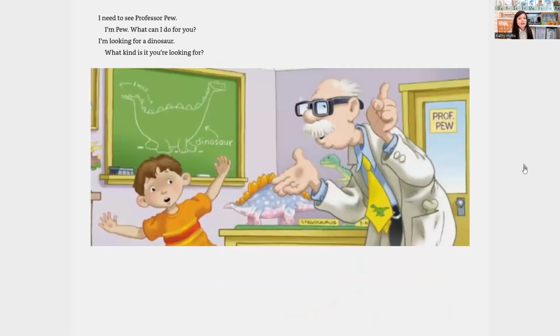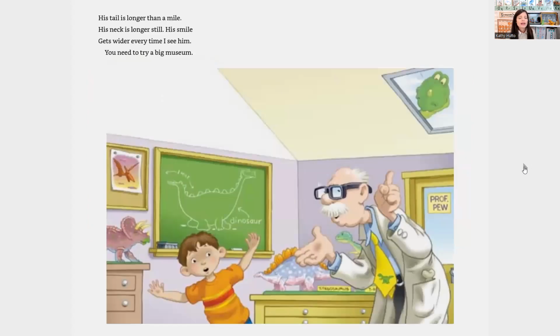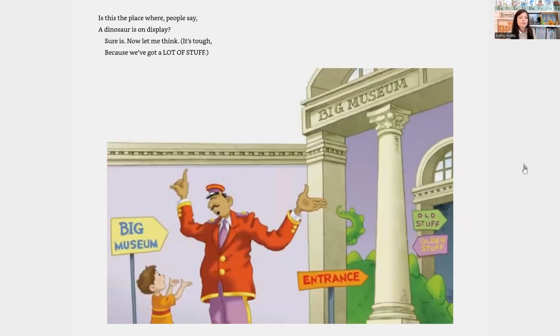I need to see Professor Pew. I'm Pew. What can I do for you? I'm looking for a dinosaur. What kind is it you're looking for? His tail is longer than a mile. His neck is longer still. His smile gets wider every time I see him. You need to try the big museum. Is this the place where people say a dinosaur is on display? Sure is. Now, let me think.